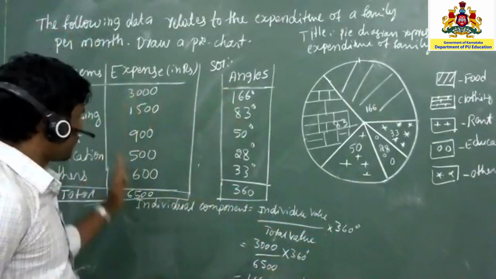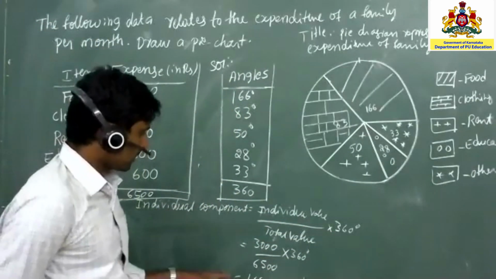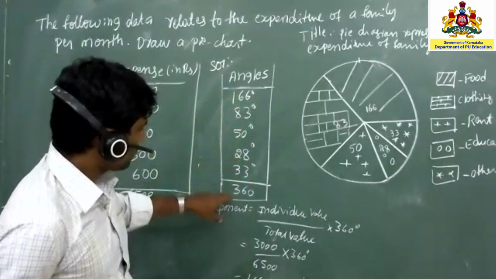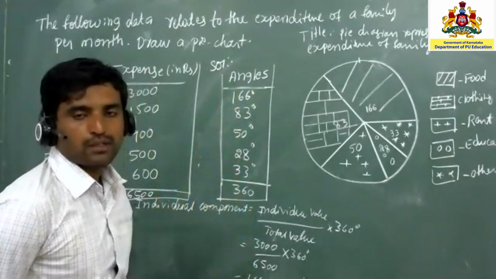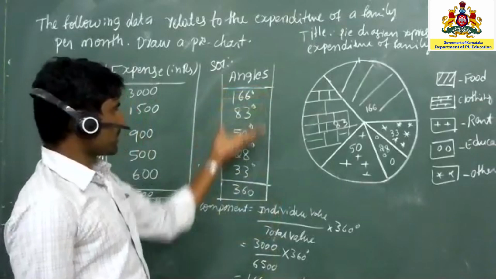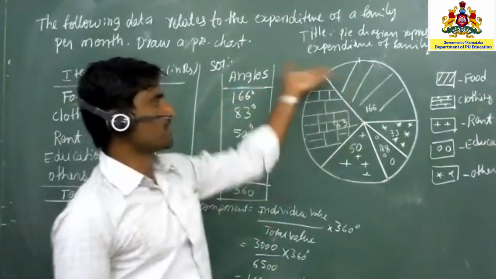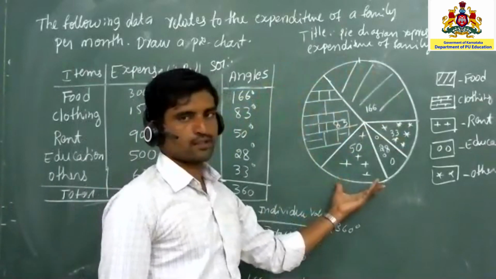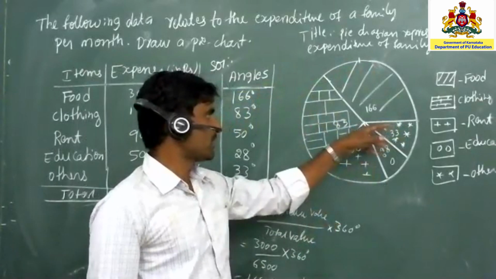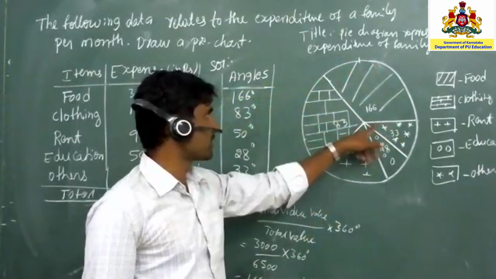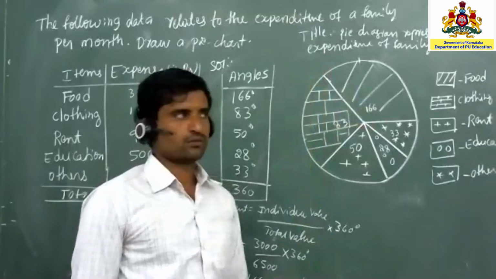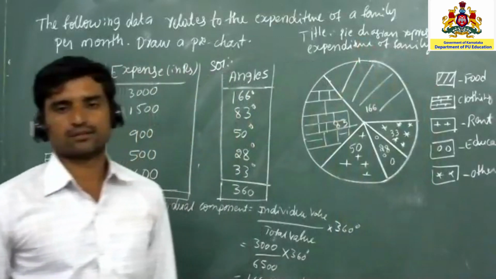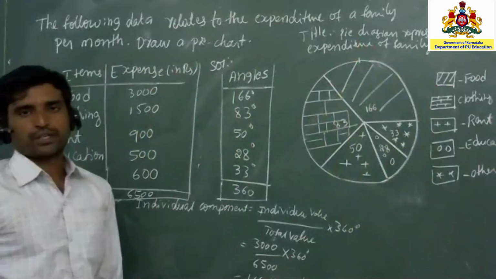Similarly, you have to complete the remaining values. After simplification, you will get these values. These values' total should be 360, otherwise our calculation will be wrong. Based on these values, you construct the pie chart. The first one is 166 degree. According to your paper size, we can construct the pie chart, using a radius. By using protractor, you should complete the pie chart. Title and index are very important. Okay, thank you, all of you.